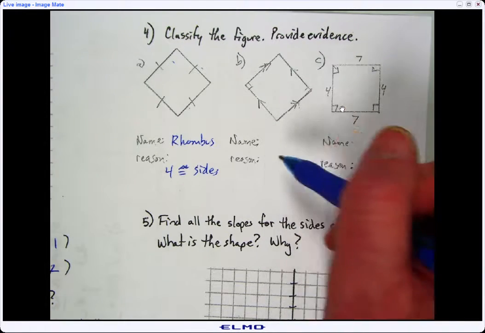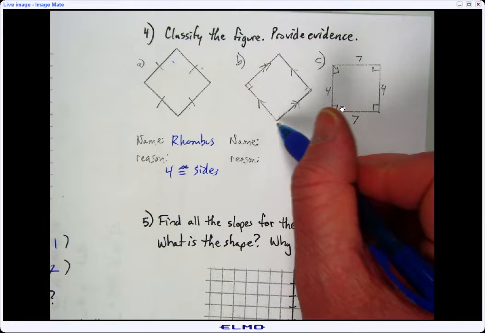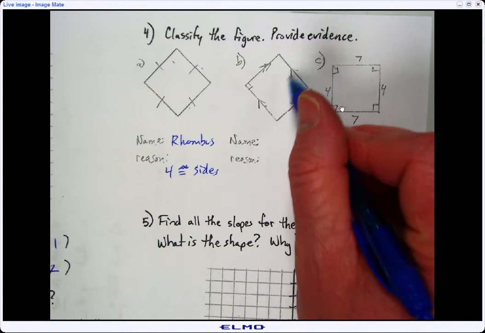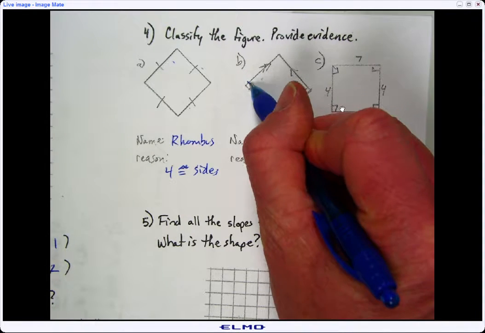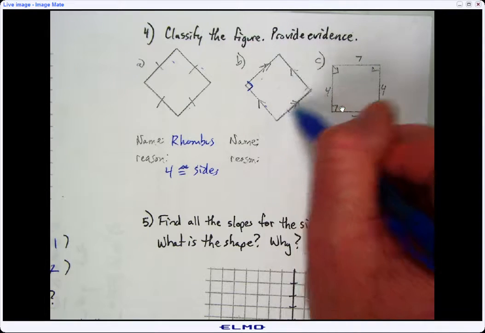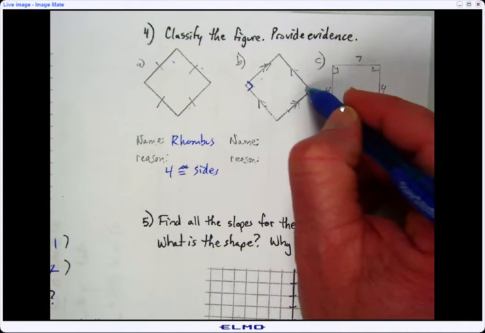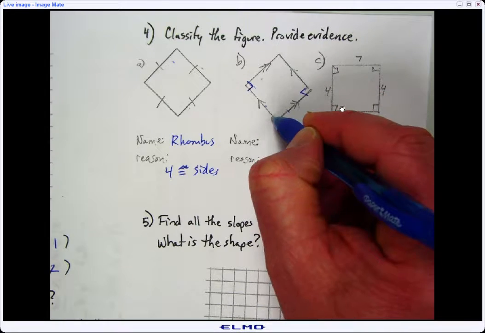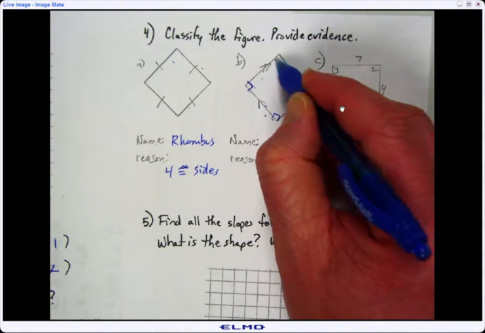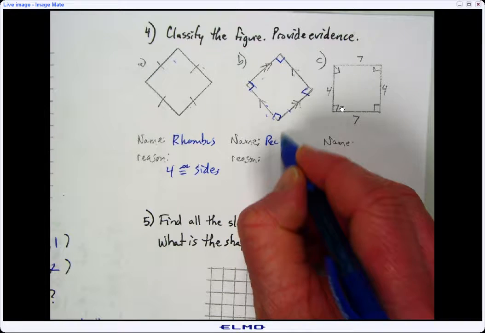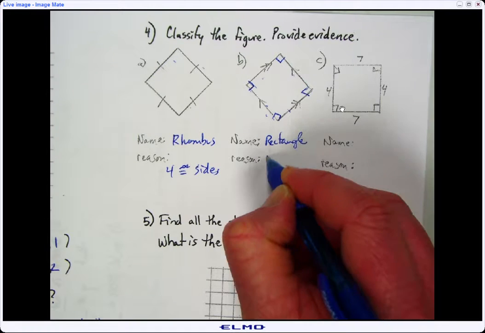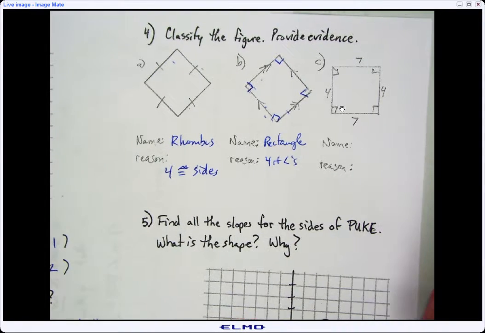So I'm going to go down the list to a rectangle. Opposite sides are parallel. Have a right angle here. Opposite sides are parallel. It's a parallelogram, which means opposite angles are congruent and adjacent angles are supplementary. So all of a sudden I have 4 right angles. Rectangle. Reason, 4 right angles.